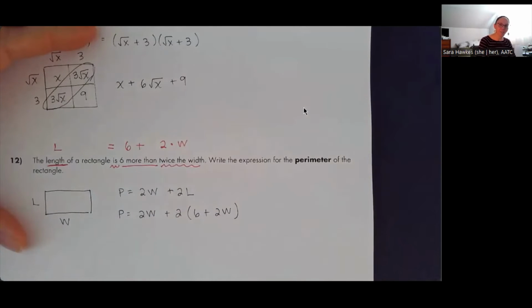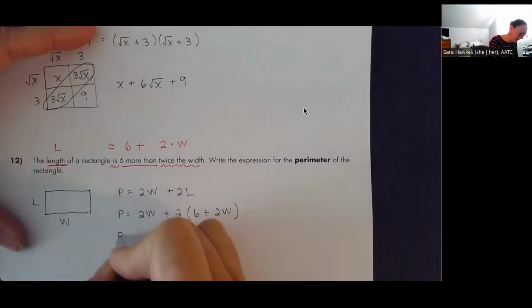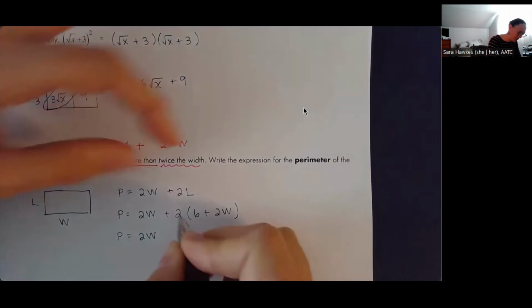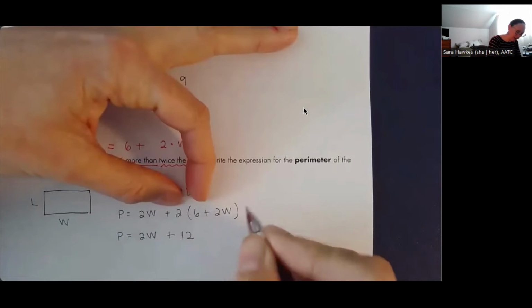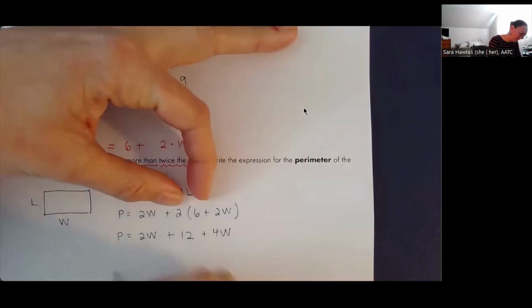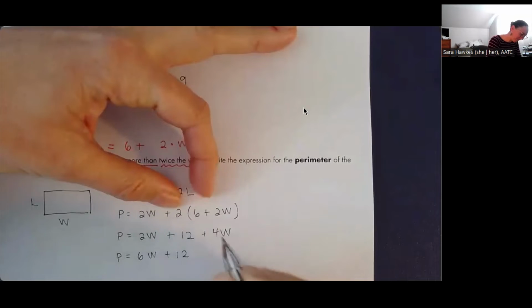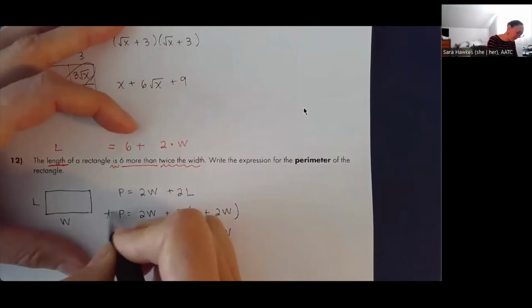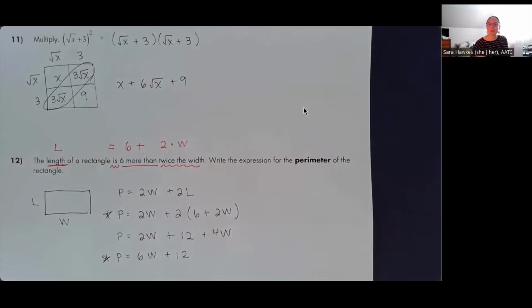And it'd be fine to leave it right there, or we can simplify that as much as possible, combine like terms. I've got parentheses, so thinking about PEMDAS, can I simplify anything in the parentheses? I cannot. I do not have exponents, so I'll move on to multiplication and make sure I distribute that 2 in. That's going to become 2 times 6 would be 12, and 2 times 2w will be a 4w. And if I put all of that together, that looks like 6w plus 12. Either this answer or this answer would be totally fine.